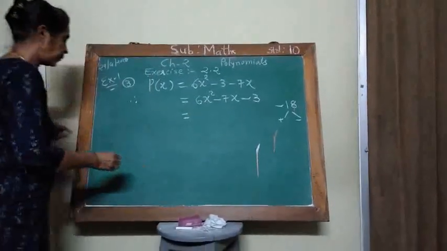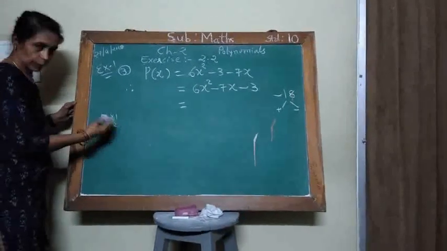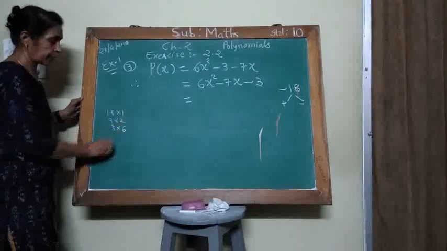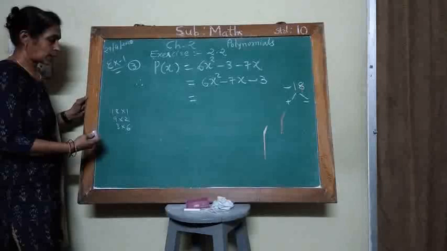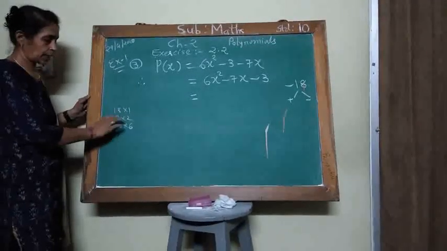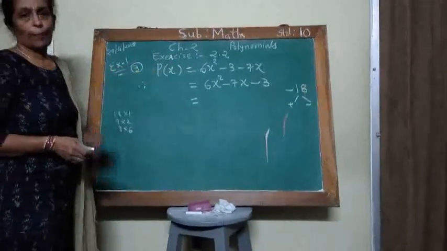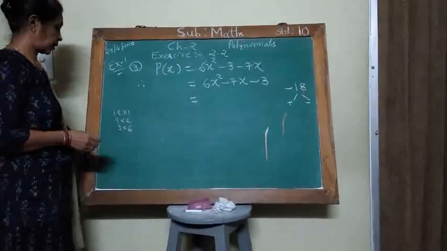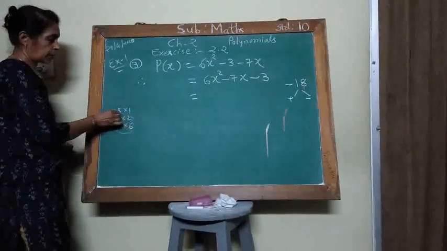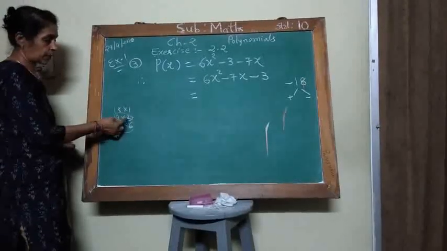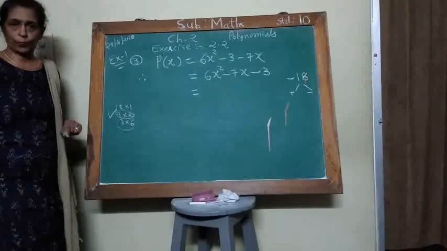So the factor pairs of 18: 18 and 1, 9 and 2, 6 and 3. Now I want minus 7. If you do addition, then you get 9. 9 minus 2 is 7, but 2 minus 9 is minus 7. So this product is useful to us.